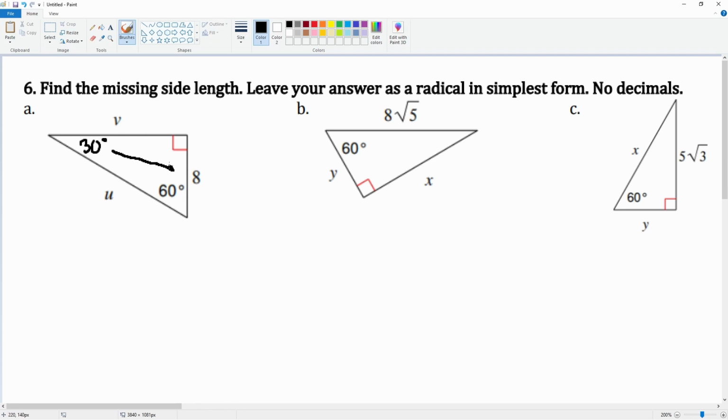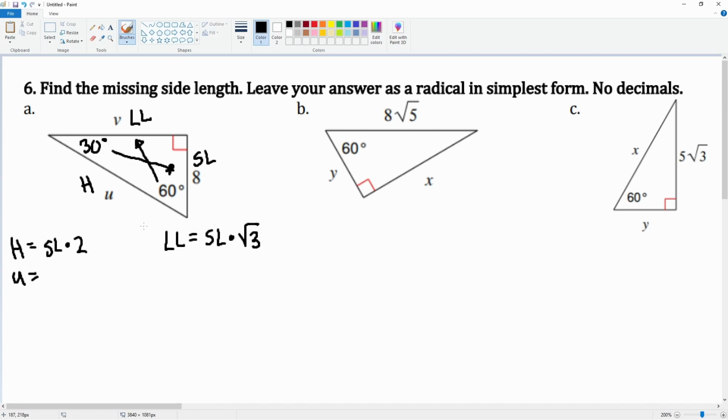All right, this is opposite to the shortest side, so short leg. This is opposite to the long leg side, and this becomes the hypotenuse. We should always write down our two equations. Hypotenuse is equal to short leg times 2. And then the long leg is equal to short leg times radical 3. All right, let's plug it in.